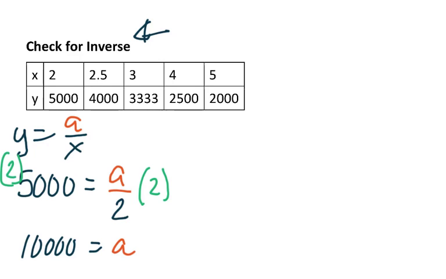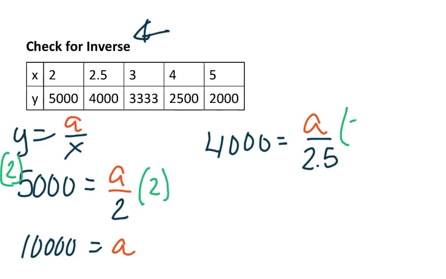So let's go ahead and check it on the next couple and see. 4,000. So the second one is equal to a divided by 2.5. Multiply both sides by 2.5.